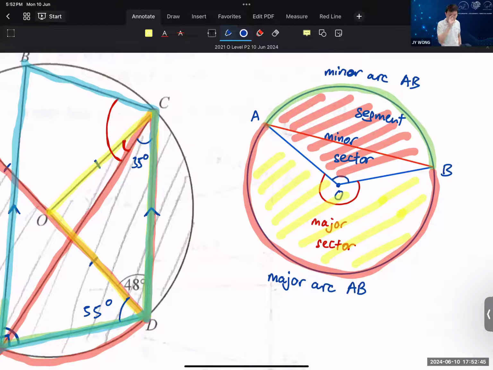Of course, generally by convention, if you just tell me arc AB, we assume that you are referring to the minor arc. So you normally only state when you're referring to the major. Okay? But don't confuse your terms. Make sure you know what's a segment, what's a sector, what's an arc.